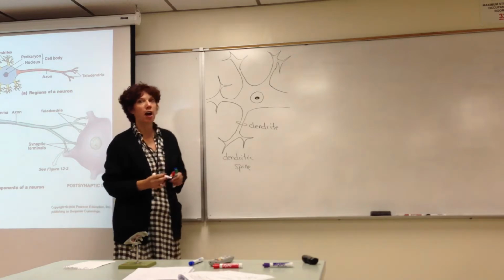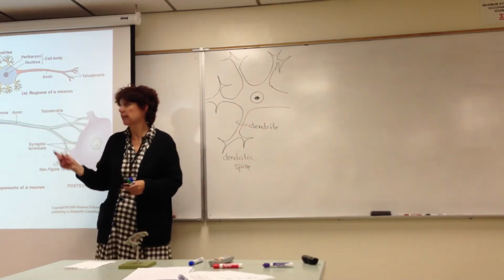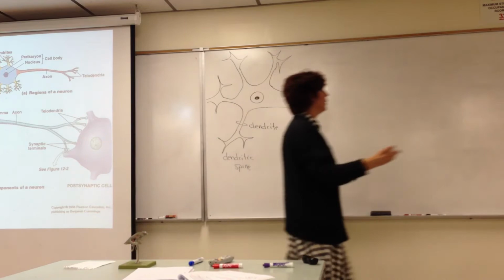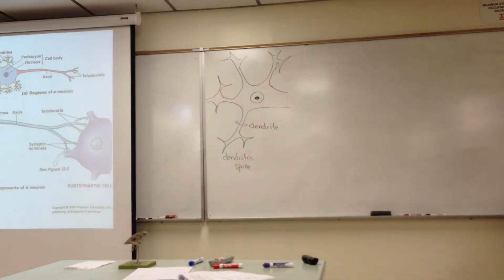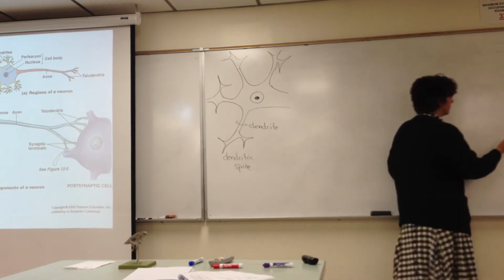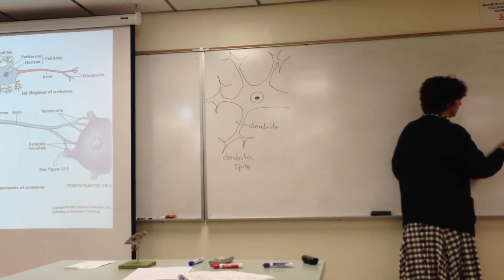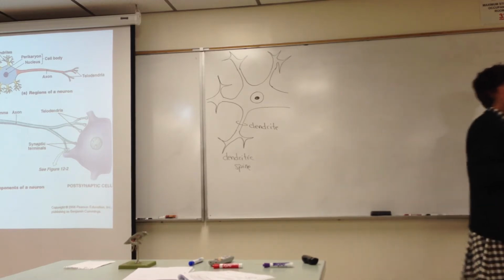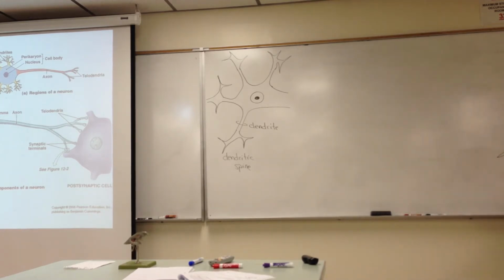So before we move on to the contents inside the cell body, I'm going to draw a larger view of one of these dendritic spines. And within the membrane of the dendritic spine, it has a receptor. And that receptor is an ion channel. All right? I'll draw another one over here.